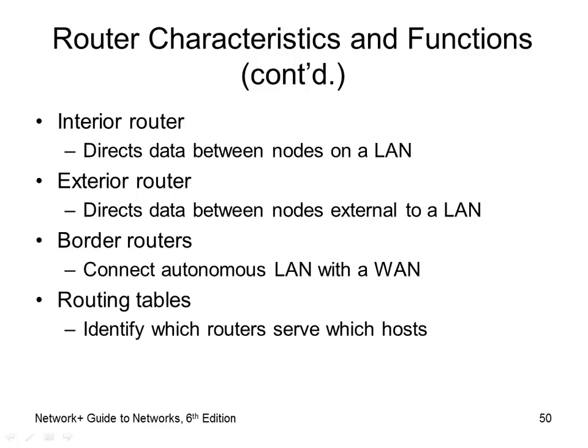Where you place a router determines what type of router it would be called. An interior router directs data between nodes on a LAN. An exterior router directs data between nodes external to a LAN. A border router connects an autonomous LAN with a wide area network. And then routing tables are what identify which routes the router itself serves. So our little router back here that's putting this VLAN onto another one, that is an interior router because it's all one local area network. But then downstairs, we've got the big router, a border router, that's connecting us out to the wide area network of the internet.